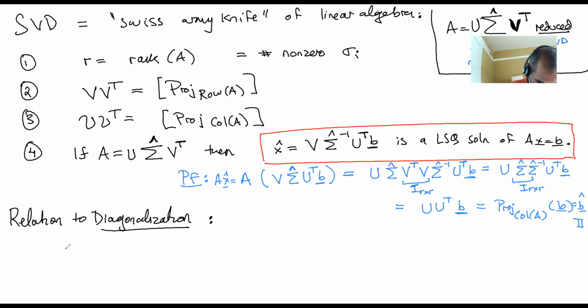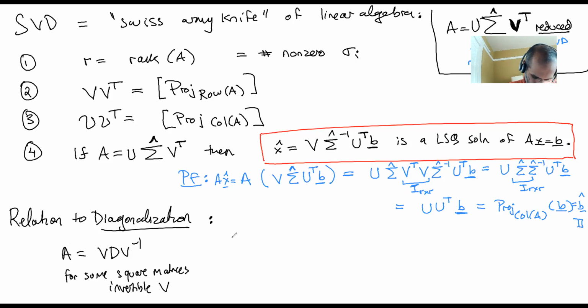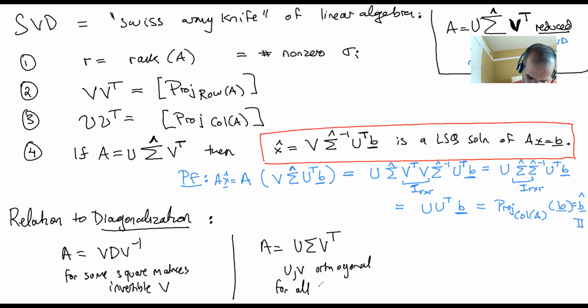So diagonalization is A equals V D V inverse for some square matrices and invertible V, whereas SVD is A equals U sigma V transpose for U and V orthogonal, for all matrices. Right, so this is for some matrices. This is for all rectangular matrices.